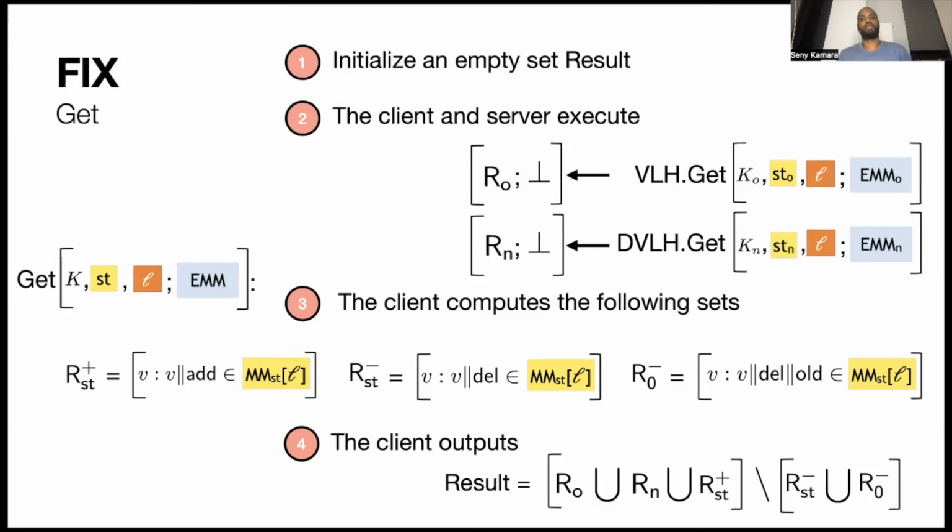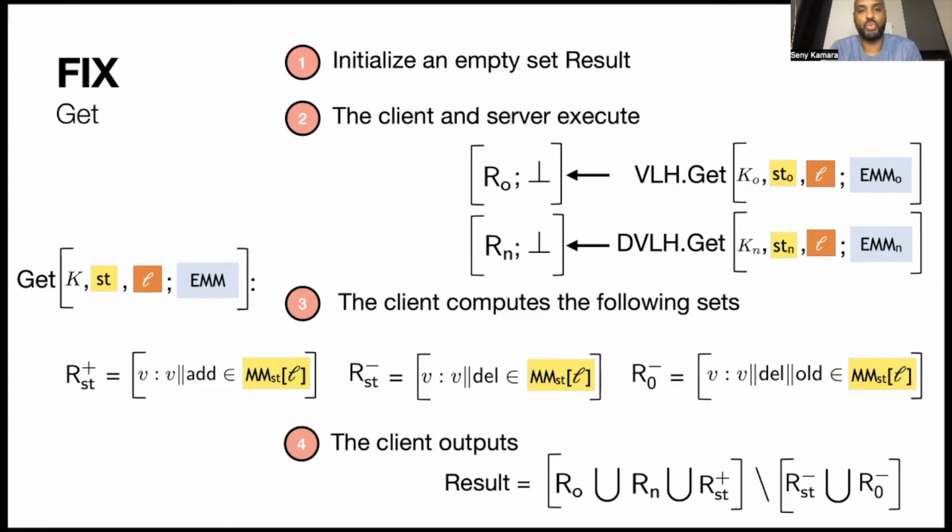Okay. So the idea is the following. The first thing we do is query the static EMM, and we get a set of results, R0. These results could be outdated. There could be items in there that we've deleted, but since the structure is static, we've never actually removed them from that structure. Then we query the dynamic structure, and we get back a set of results, Rn.